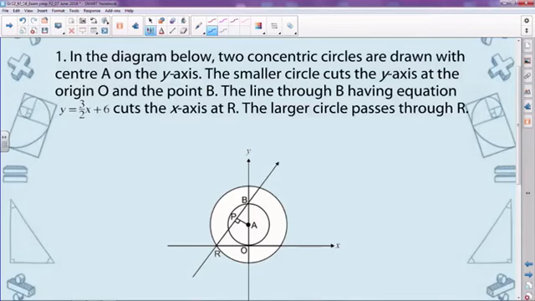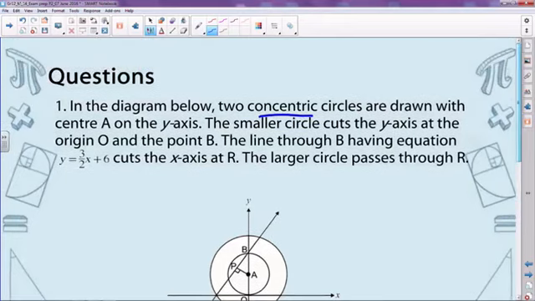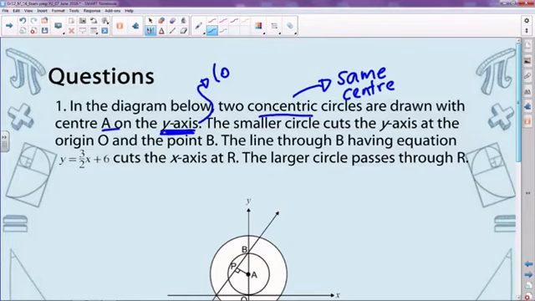Let's also notice some important things that they tell us. They say that in the diagram we've got two concentric circles. What does that mean? It means that they share the same center, so the coordinates of the center point are exactly the same. They tell you that the center, which is the point A, is on the y-axis. That's really nice because half the work of finding the coordinates of the center is done. If it's a point on the y-axis, what is your x value? The x coordinate must be 0.